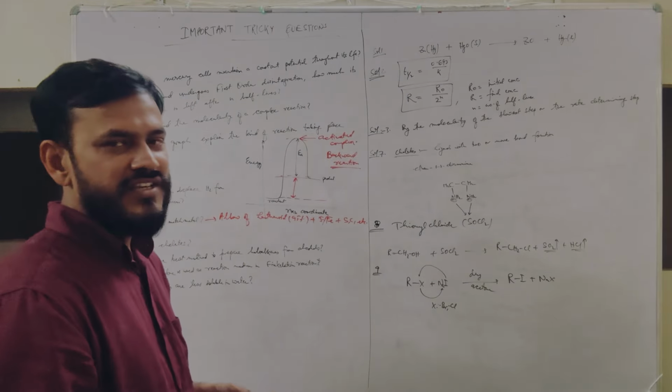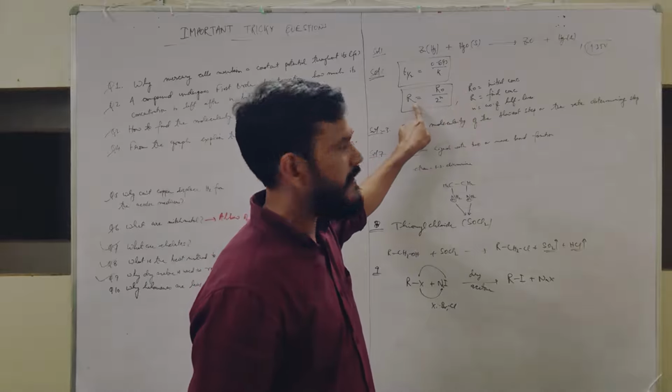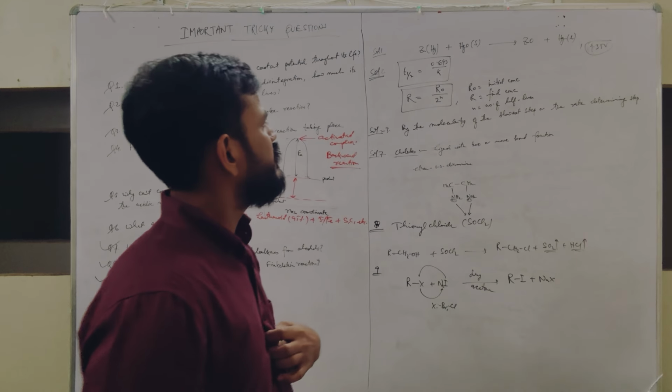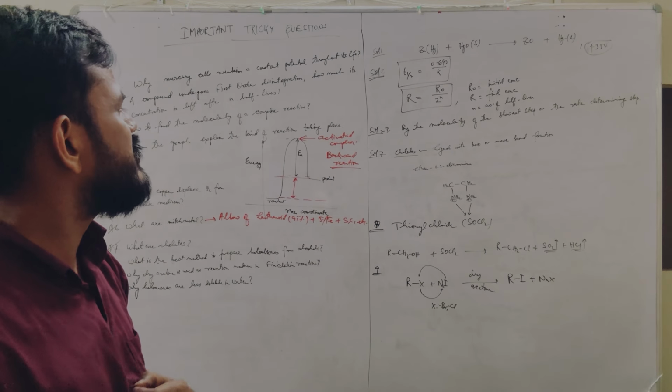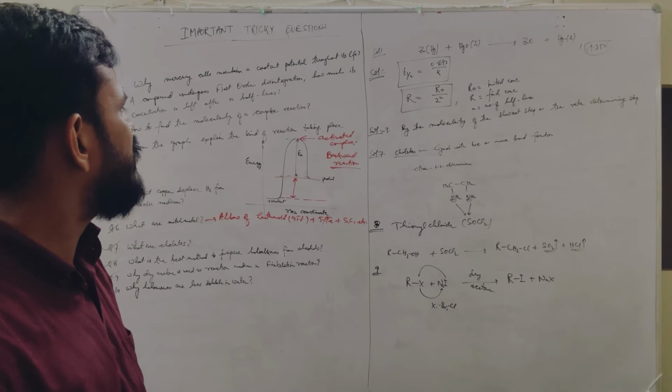Second question: a compound undergoes first order disintegration, how much of its concentration is left after n half-lives? For first order disintegration, the half-life formula is 0.693 by k, where k is the rate constant. Now the concentration after n half-lives is given by r = r naught by 2 to the power n, where r naught is the initial concentration, r is the final concentration, and n is the number of half-lives. So that's how one gets concentration after n half-lives.